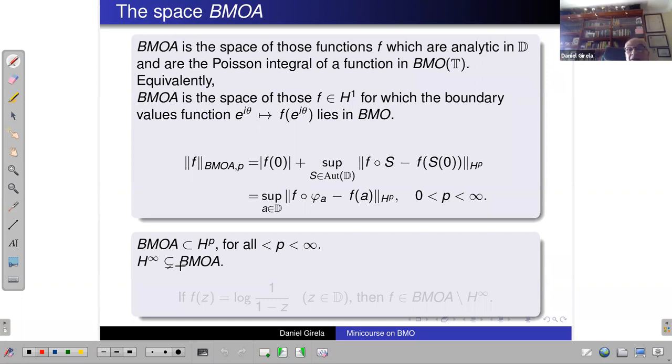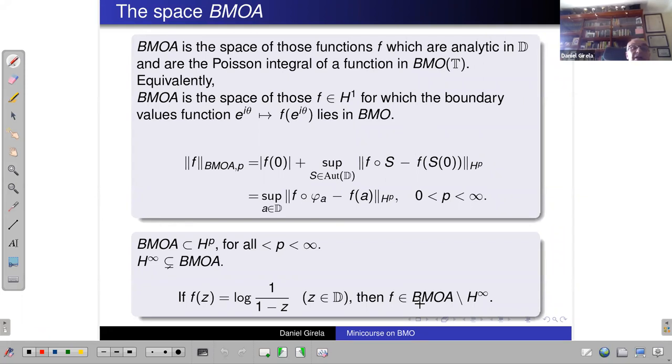The example that we had before was the function log of the absolute value of t. So the function f equal to log of 1 over 1 minus z is a function which is in BMOA minus H infinity. This can be seen taking into account that the boundary values are essentially like log of t. But if you prefer, you can see that the imaginary part of this function is bounded. So if we use the previous result, we immediately get that this function is in BMOA, because the imaginary part is bounded. So this is a typical example of a BMOA function which is not in H infinity.